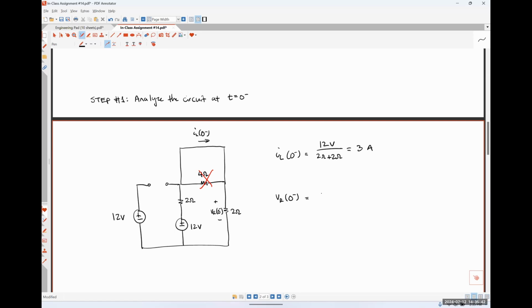3 amps times 2 ohms. So 3 amps times 2 ohms is 6 volts. Also absolutely correct. Does anyone have any questions, comments, or concerns about the circuit analysis that we did here before we move on to step 2?